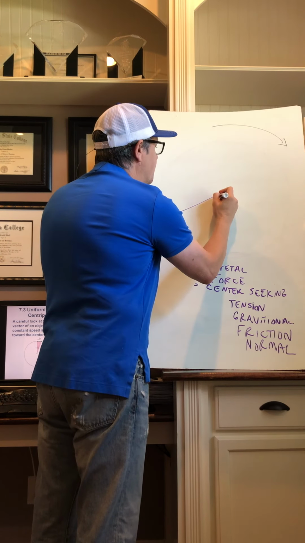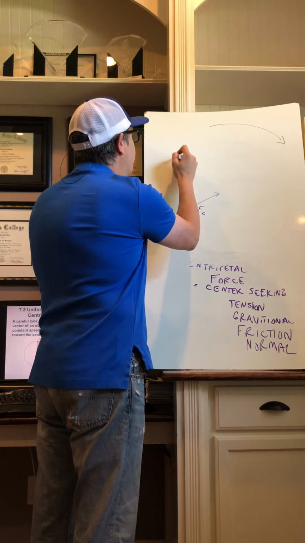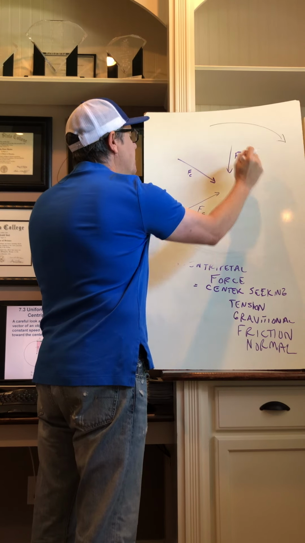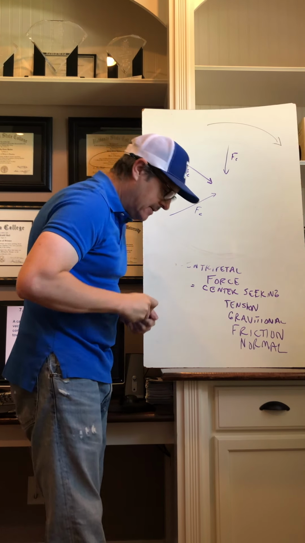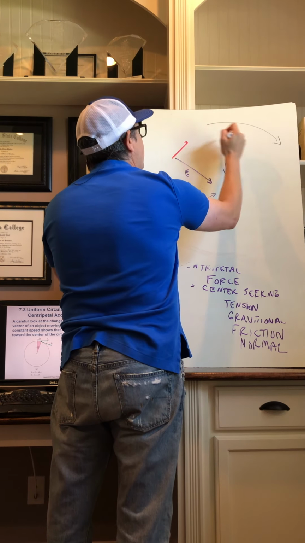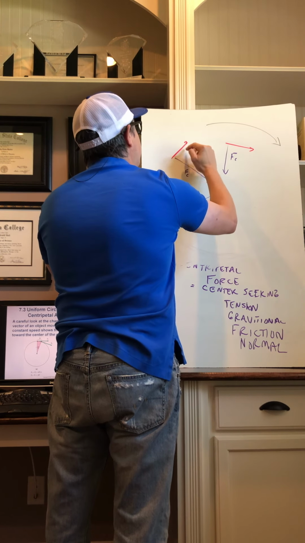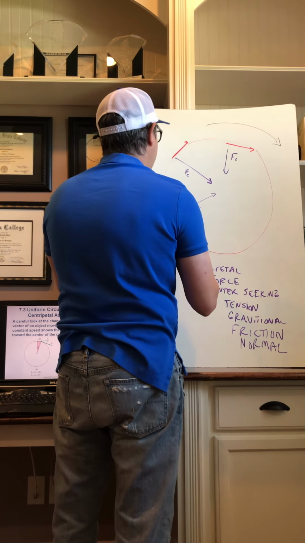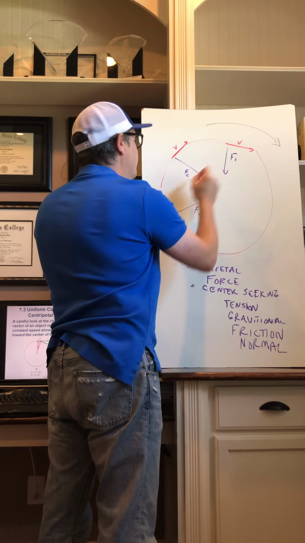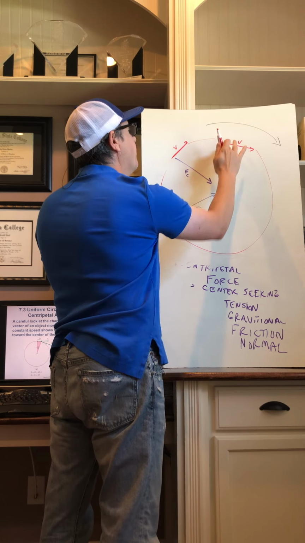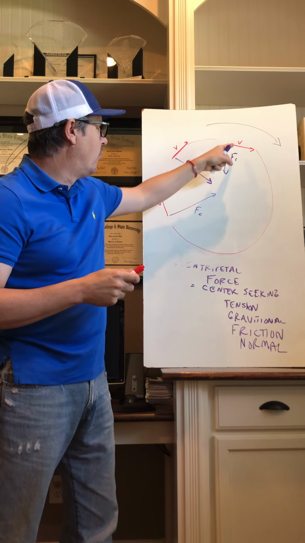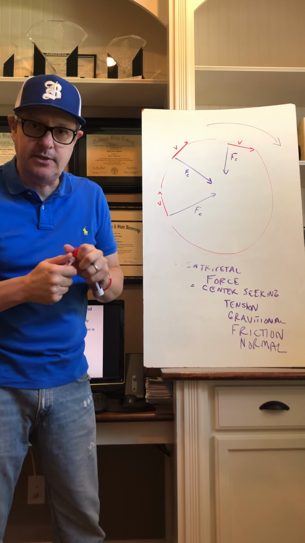If the centripetal force is towards the center, I'll redraw it like this. So the centripetal force is towards the center, and the velocity was like this, going off in this direction. So if this is the direction of the motion, can you see how the centripetal force and the velocity compare to each other in my simple picture here? Hopefully you can. They're at right angles to each other.